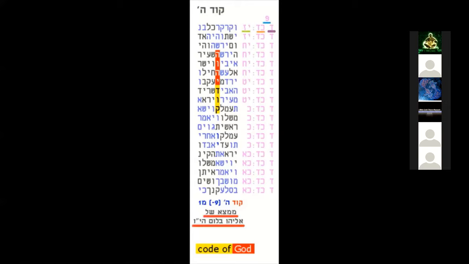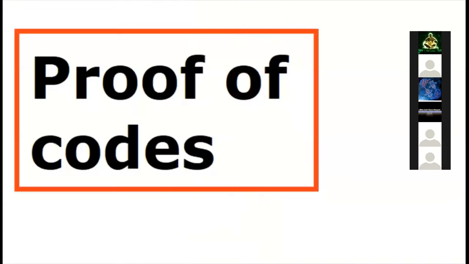Finally, we give credit on many of the codes to people who found them. This is Eliyahu Broom, a colleague of ours. But basically, the code on the left is what we're looking at. But if you're interested in the details, there they are.